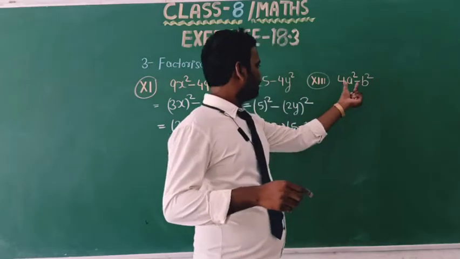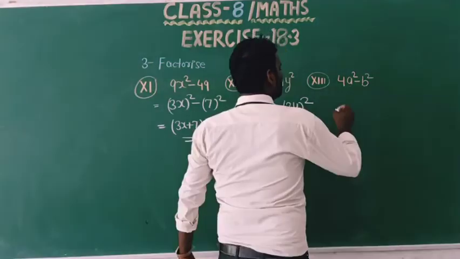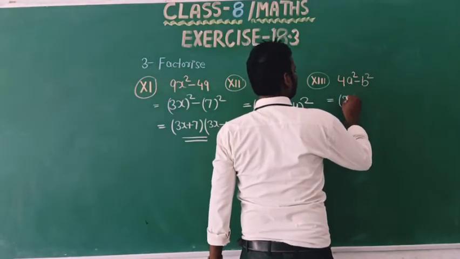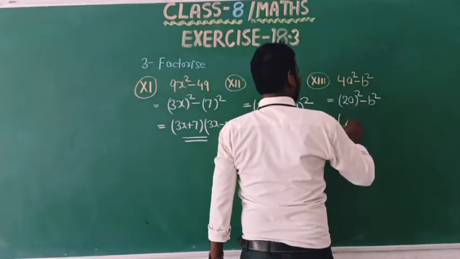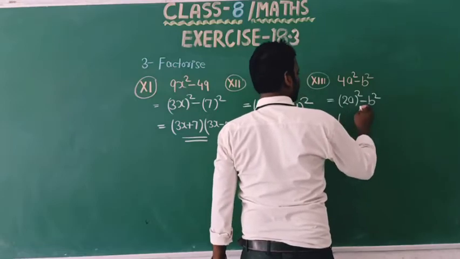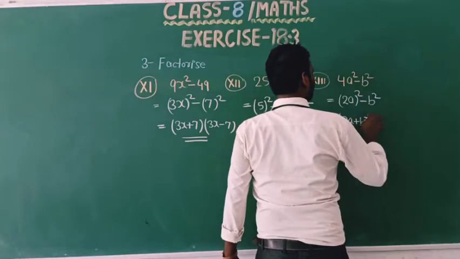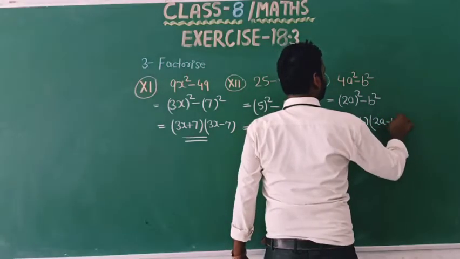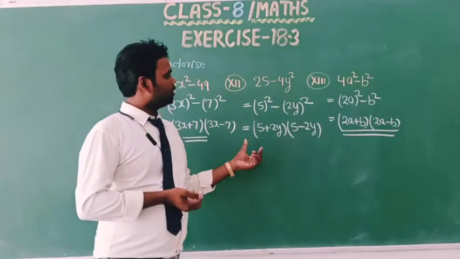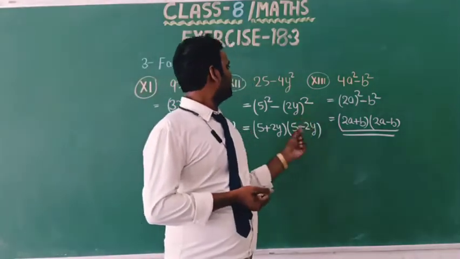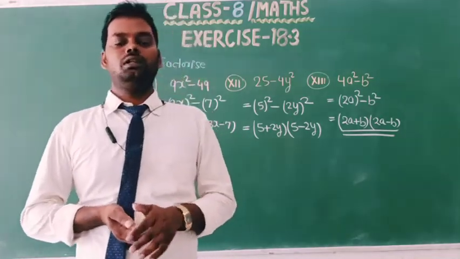And the 13th part is 4a square minus b square. Again here we are looking at the first and second terms as perfect squares. So this is written as 2a whole square minus b square, and now applying the identity a square minus b square, this becomes 2a plus b in one bracket and 2a minus b in the second bracket. So dear children, this is the solution of the 11, 12 and 13 parts of question number 3.